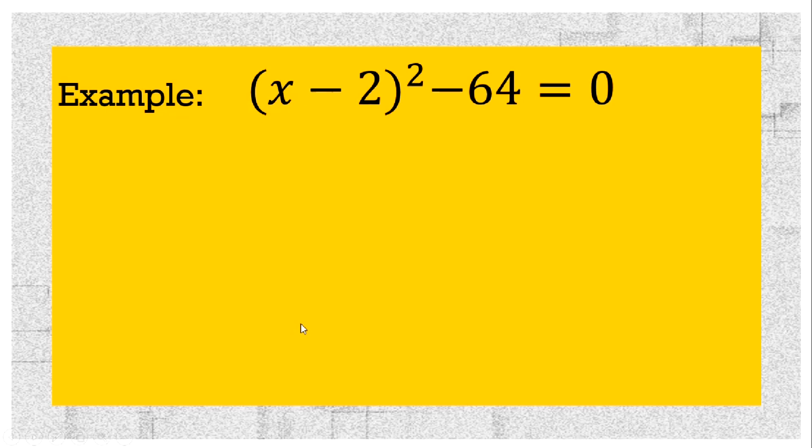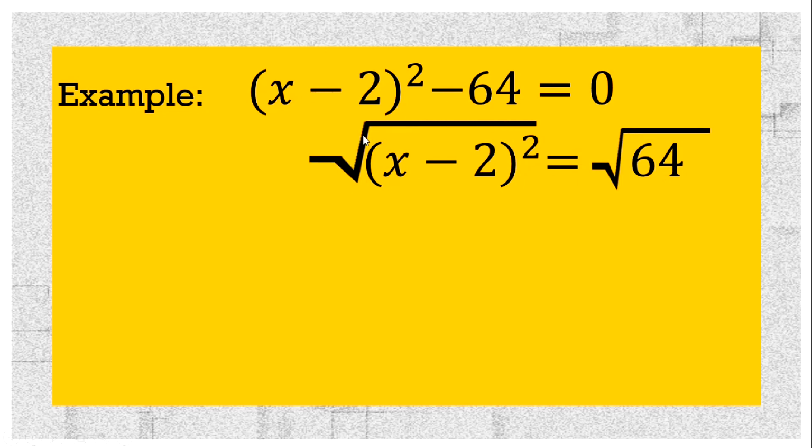Next example, we have quantity x minus 2 squared minus 64 equals 0. So first step, transform it into the x squared equals c form. So we have quantity x minus 2 squared is equal to 64. Then, take the square root of both sides. So the radical sign and the exponent will cancel. We have now x minus 2 is equal to the square root of 64. We have positive and negative 8.